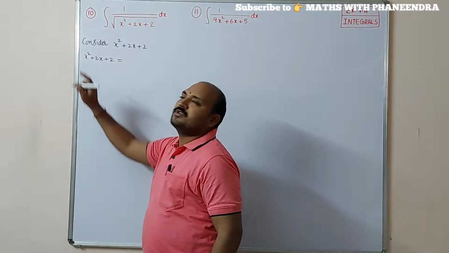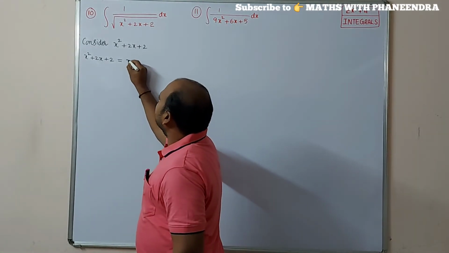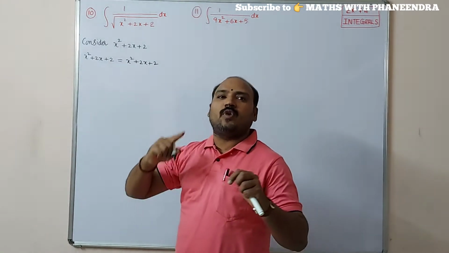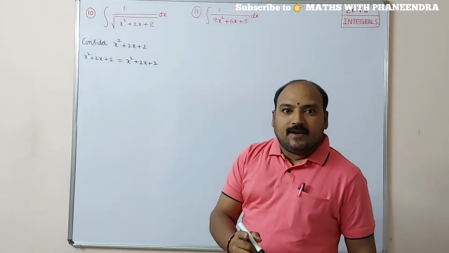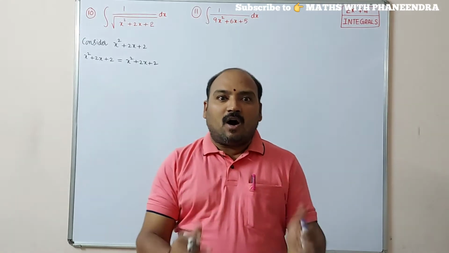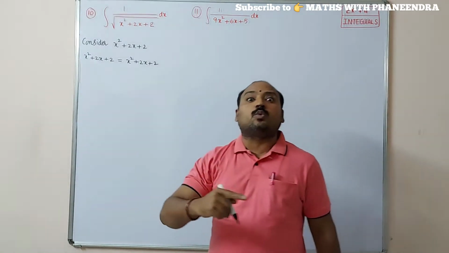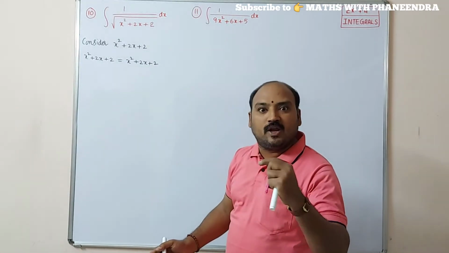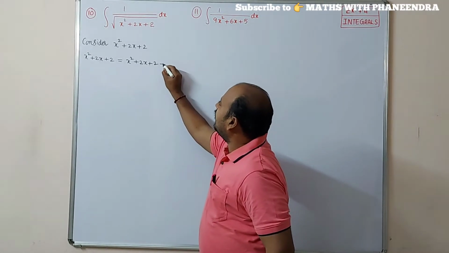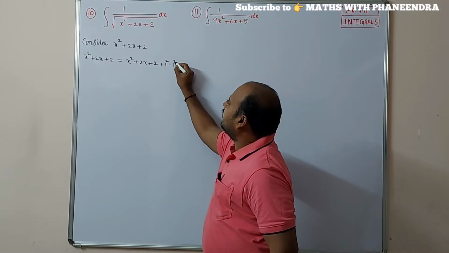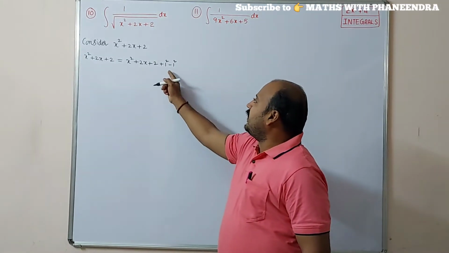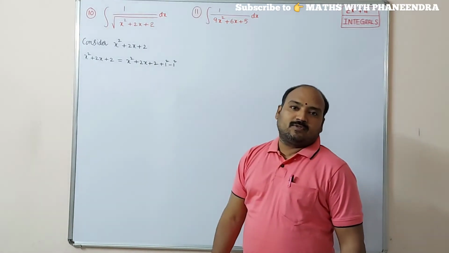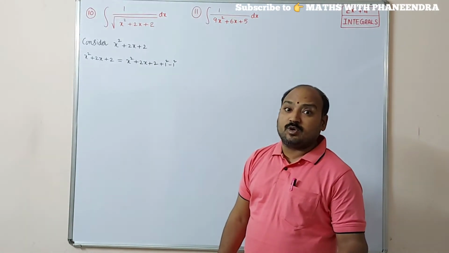See here, the x square coefficient is 1. So 1 is already there, meaning you write the same expression, x square plus 2x plus 2. After that, what do we have to do? Adding and subtracting half of the x coefficient whole square. What is the x coefficient here? 2. Half of that is how much? 2 by 2, 1. You have to square that. So adding and subtracting 1 square. Adding and subtracting half of the x coefficient square.